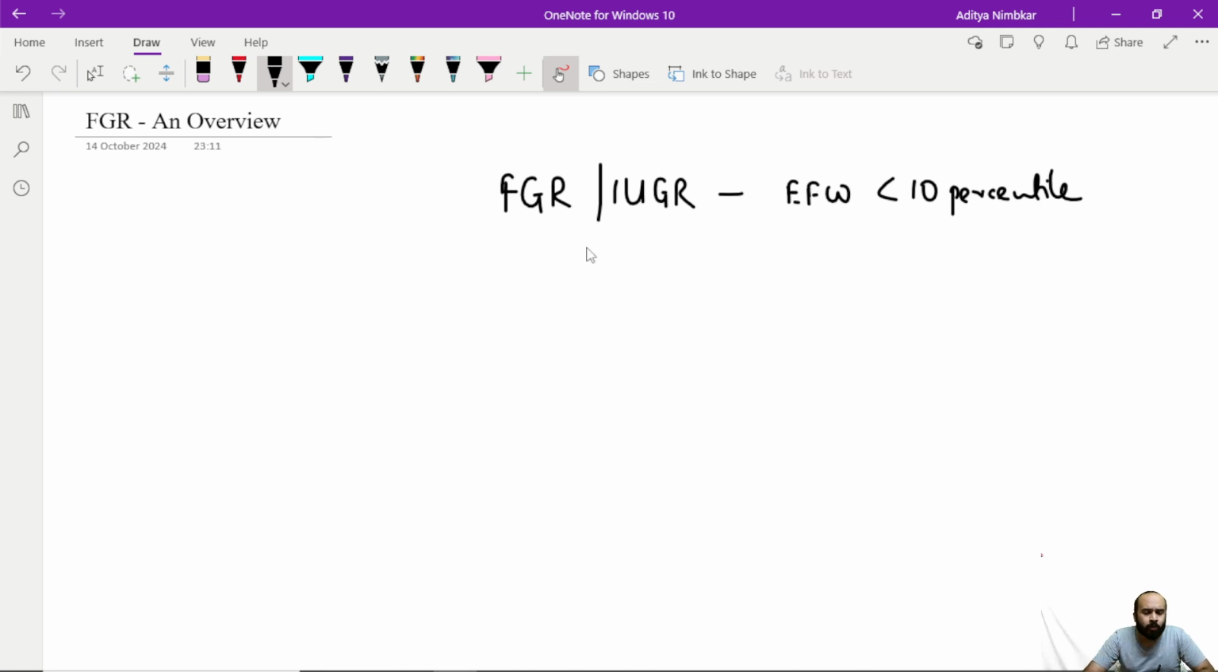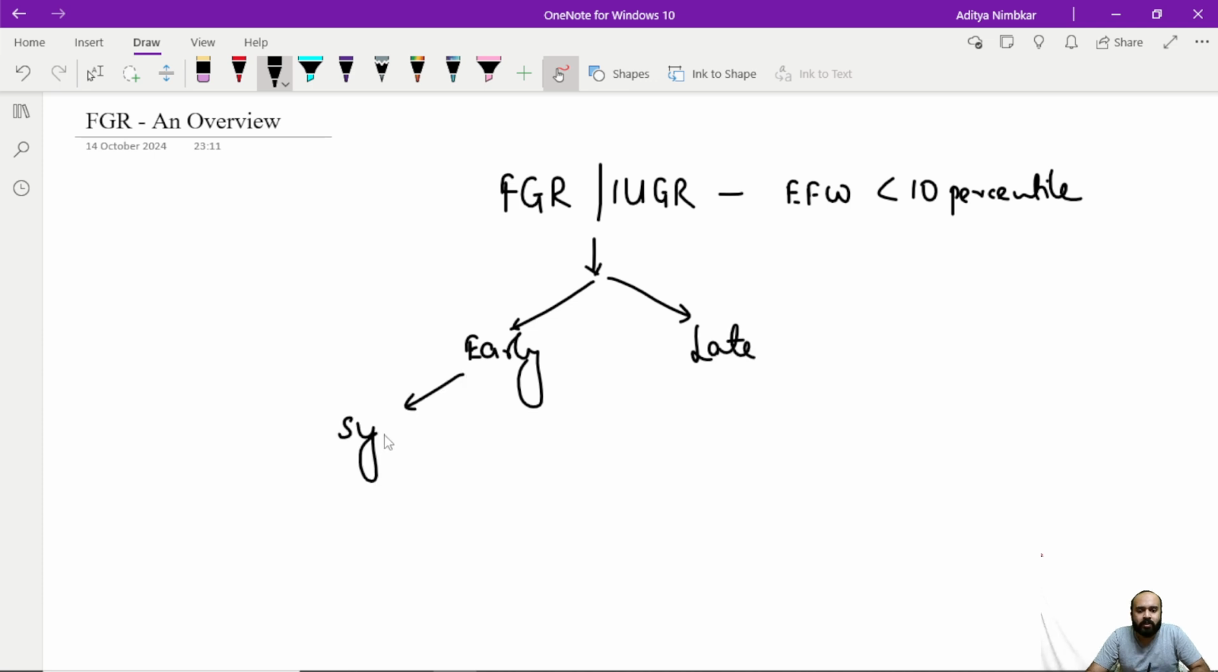So when I come to FGR, there are a few ways in which I would like to classify it. The first classification is going to be on the basis of when the insulting factor comes in, or when it intervenes. On the basis of that, I have early onset and I have late onset. Early onset is something that I also call symmetrical FGR, whereas the late onset is what I also call asymmetrical FGR.